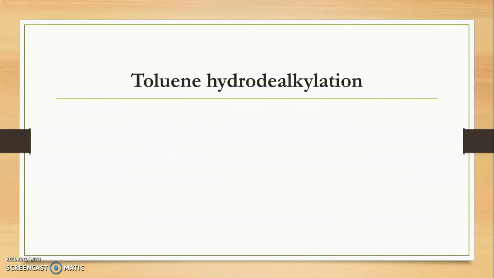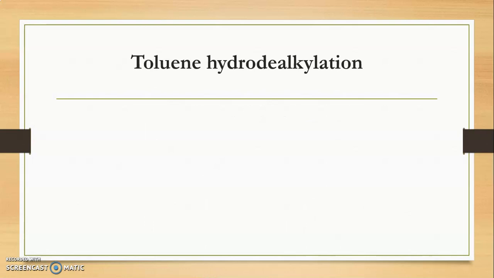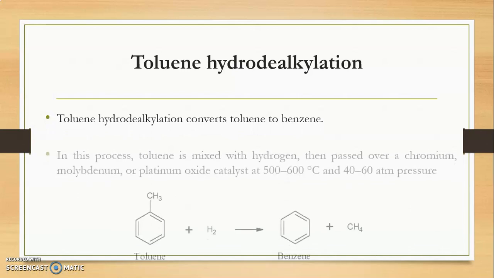Then the third industrial method used for the preparation of benzene is toluene hydrodealkylation. Now we know the structure of toluene. Toluene means benzene plus a CH3. And what is the meaning of hydrodealkylation? First we will consider dealkylation. Alkylation means addition of an alkyl group. D means removal. So dealkylation means removal of an alkyl group, and that removal of the alkyl group is carried out in presence of hydrogen. That's why this reaction is known as toluene hydrodealkylation, where the toluene is converted into benzene.